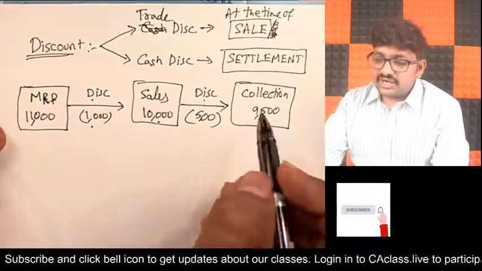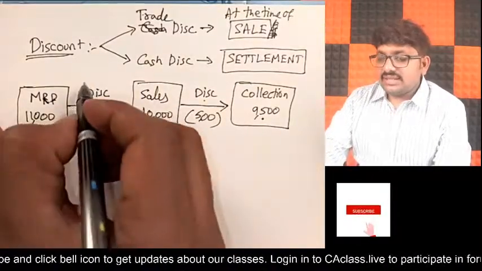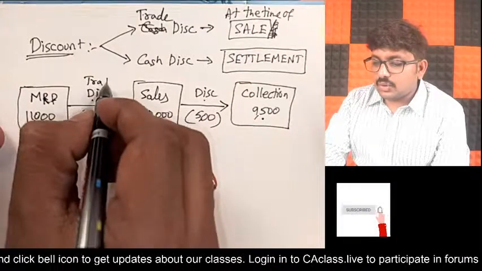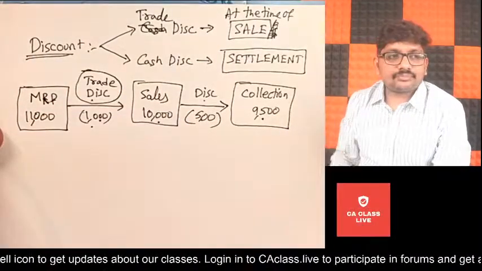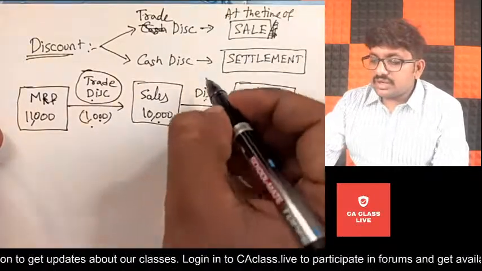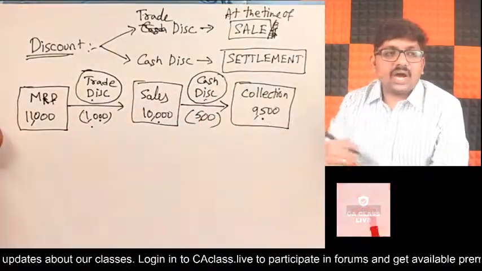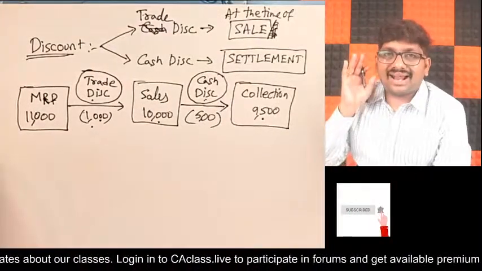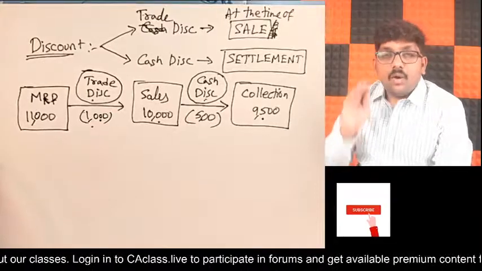In this case, friends, the first discount at the time of sale is my trade discount. Now, whatever discount you have given at the time of settlement, you call it cash discount. I hope with this example, you now got clarity of what is trade discount and cash discount. Okay? Good. Why are we discussing this?